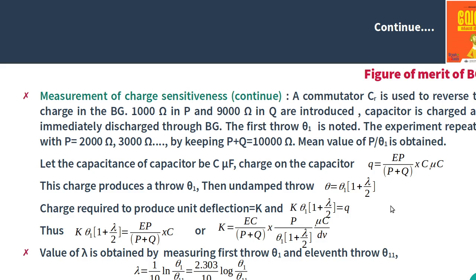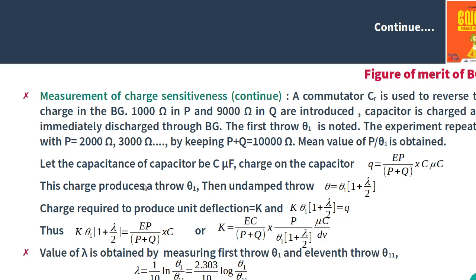This charge produces a throw theta 1. This is the damped throw. In order to make it an undamped throw, what you have to do is multiply that theta 1 with 1 plus lambda by 2. That we already know, the damping correction we should do. So this charge Q produces an undamped deflection of theta 1 into 1 plus lambda by 2. This is the relation.